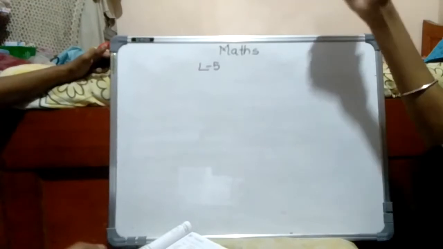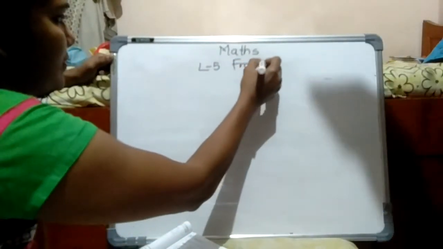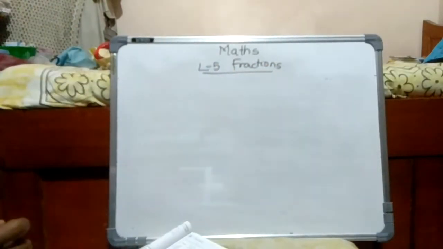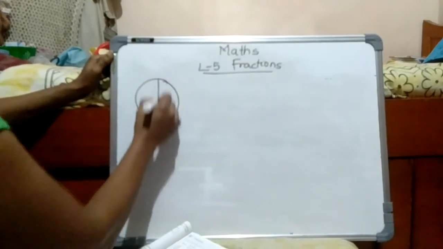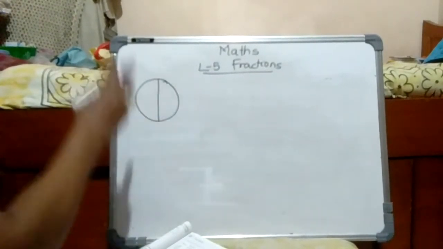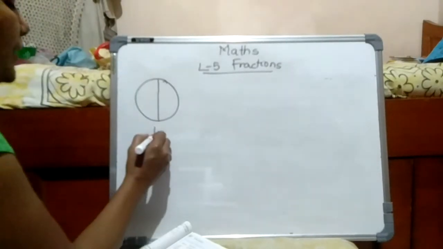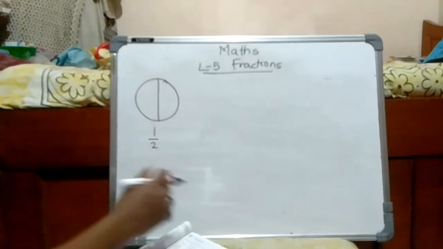Lesson number 5, children, fraction. First thing, you should understand what is fraction. Suppose one circle is there, it is divided into two parts. So when whole is known as 1, when it is divided into two parts, you will write it 1 upon 2. This is known as fraction.